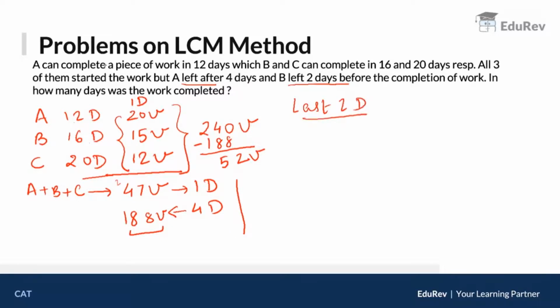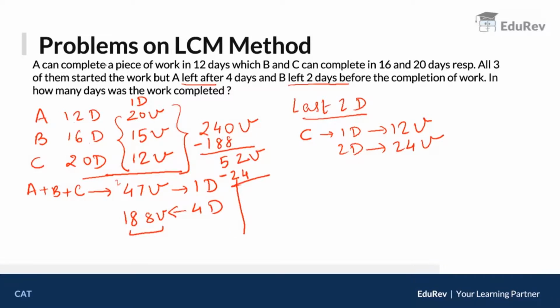See, A had already gone. B also left. So C was the only one working for the last 2 days. Now C does 12 units in 1 day. So in 2 days C will do 24 units. So out of 52, 24 was done by C in the last 2 days.